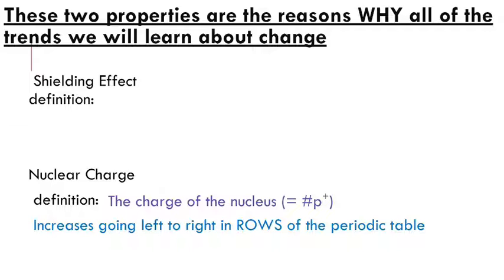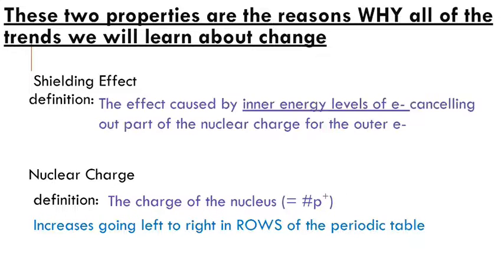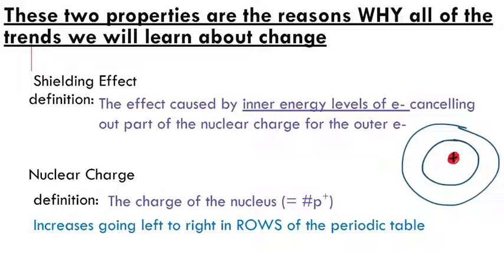The other word that we need to know and understand is shielding effect. And this is a little bit more complicated, but not too bad. Shielding effect is the effect caused by the inner energy levels of electrons canceling out part of the nuclear charge for the outer electrons. So what that means, and what we're going to see and talk about on the next slide, is that the nucleus with its positive charge is pulling on all of the electrons and all of those energy levels around it.